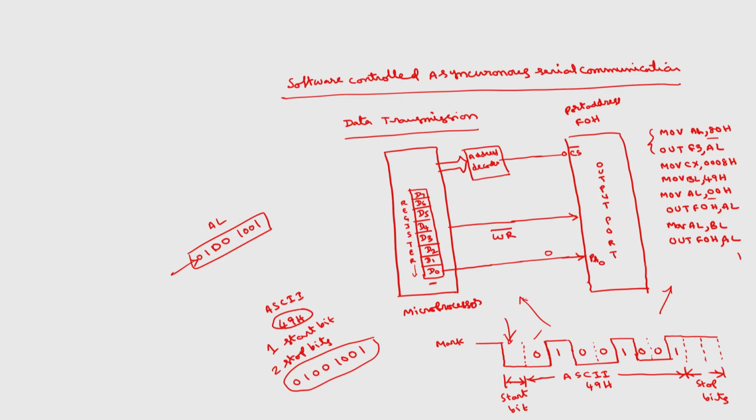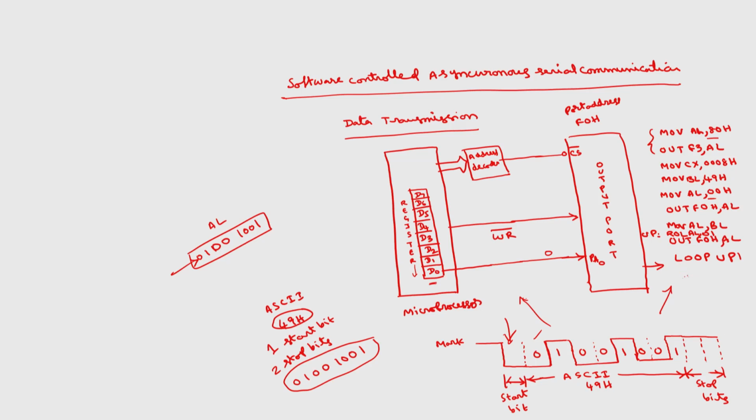Now, decrement CX, or you can write directly LOOP, because for CX you can use the loop instruction, LOOP up. So, you have to rotate this by one bit position. You can write the rotate instruction ROL AL, 01. So this loops, so that after transmitting all the 8 bits of this 8 bit ASCII character, it will come out of the loop.